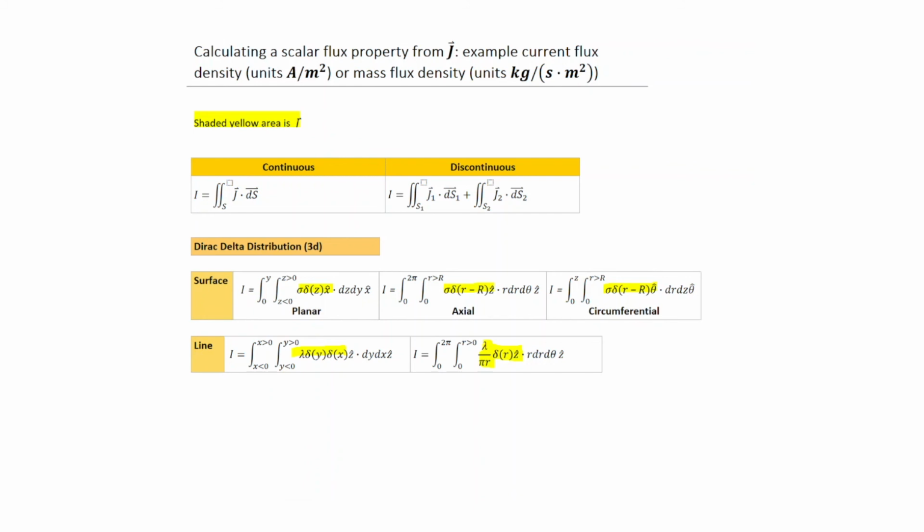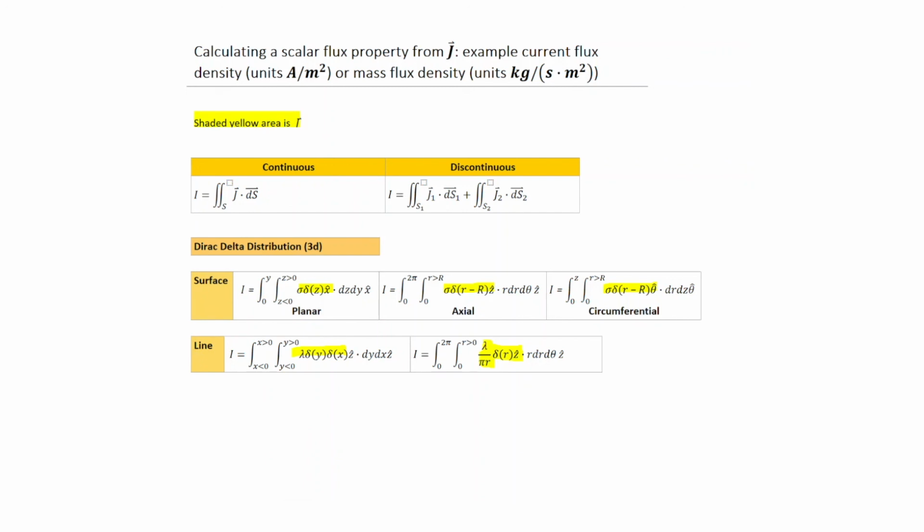All right, so now let's consider, for instance, if we're interested in the scalar flux property obtained from the flux density vector J, which means we're integrating over surface area. So the units of the current flux density would be amps per meter squared. And you could also consider a problem where we're dealing with mass, in which case the mass flux density would be in kilograms per second per meter squared. By the way, amps per meter squared can also be written as coulombs per second per meter squared.